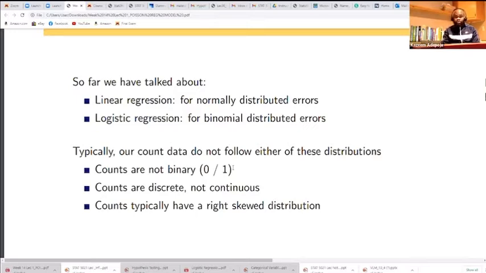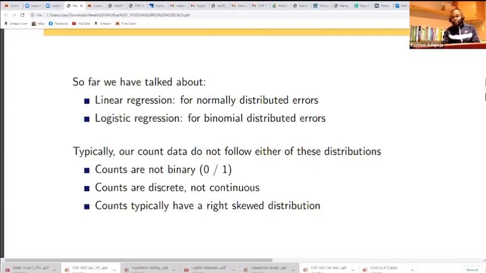Of course, the count could be 0, it could be 10, it could be 5, it could be whatever. So because of the nature of the count, it is not 0 and 1, and therefore logistic regression is not appropriate. And of course, the count data are discrete. If you take a look at the example that I cited the other time, the number of cases of COVID, you can't say 10.5 people have COVID. No, it has to be discrete.